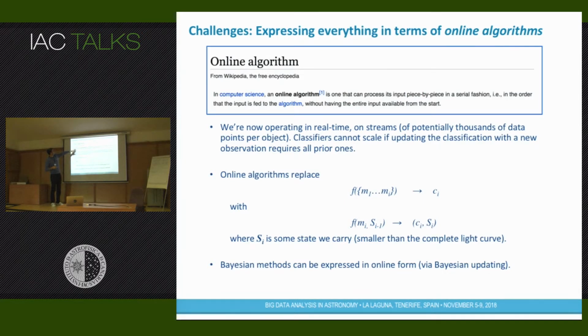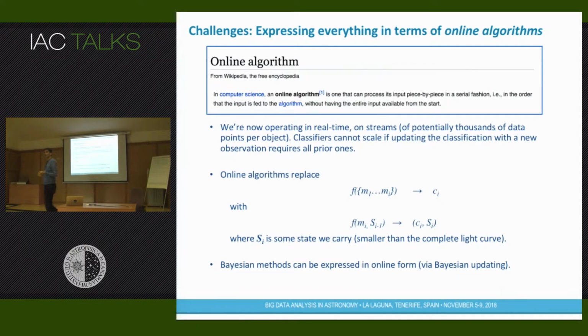The Wikipedia definition says: in computer science, an online algorithm is one that can process its input piece by piece in a serial fashion, i.e. in the order that the input is fed into the algorithm, without having the entire input available at the start. So what that means is, let's say I have 1,000 points, and I want to compute their average. I can take the 1,000 points, sum them up, and divide by n. Then I get the 1,001st point. I can compute the average by taking all 1,001 points, summing them up, and dividing by n.